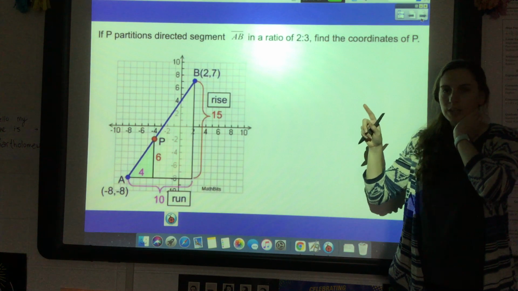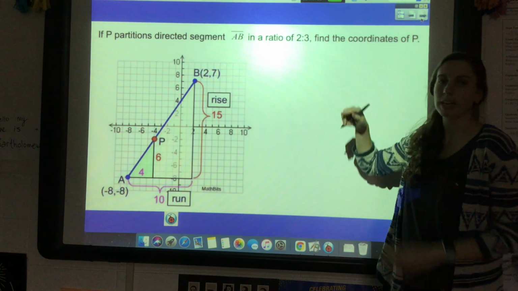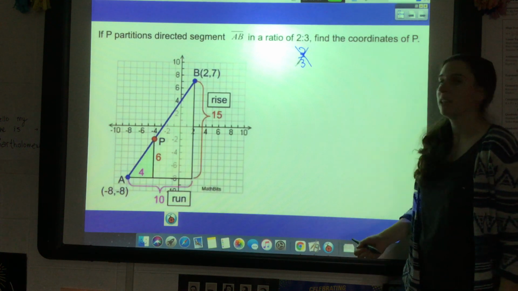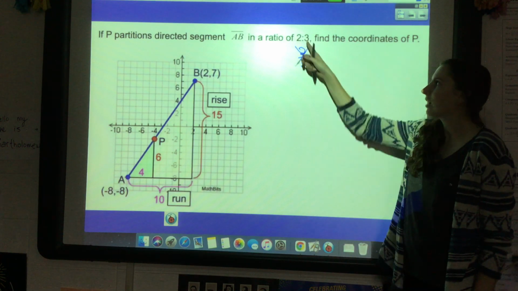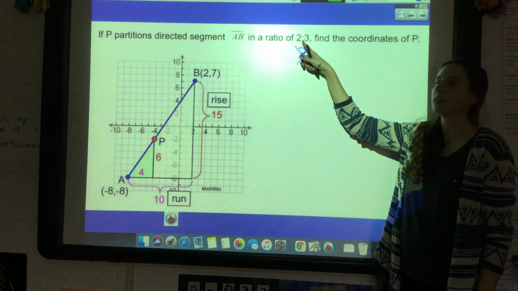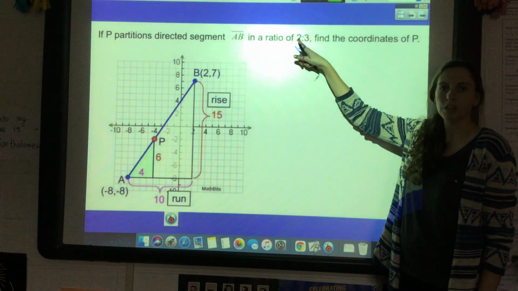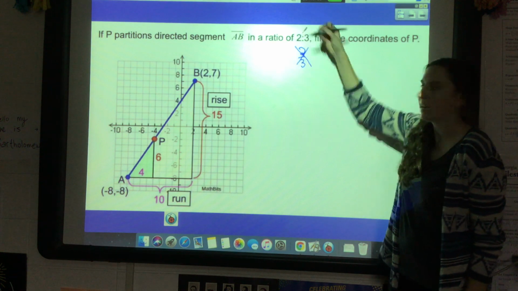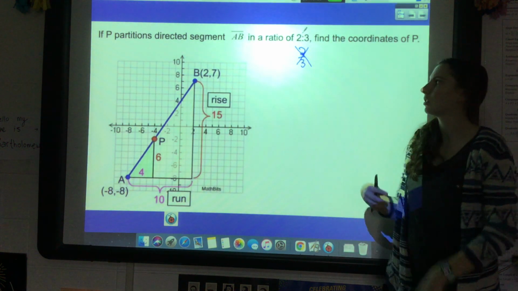This ratio is not a fraction. 2 to 3 is not the same as 2/3. What this is saying is I actually have 5 total parts. 2 of them at first, and then 3 of them at the end, and my point P is right in between the 2 parts and the 3 parts.